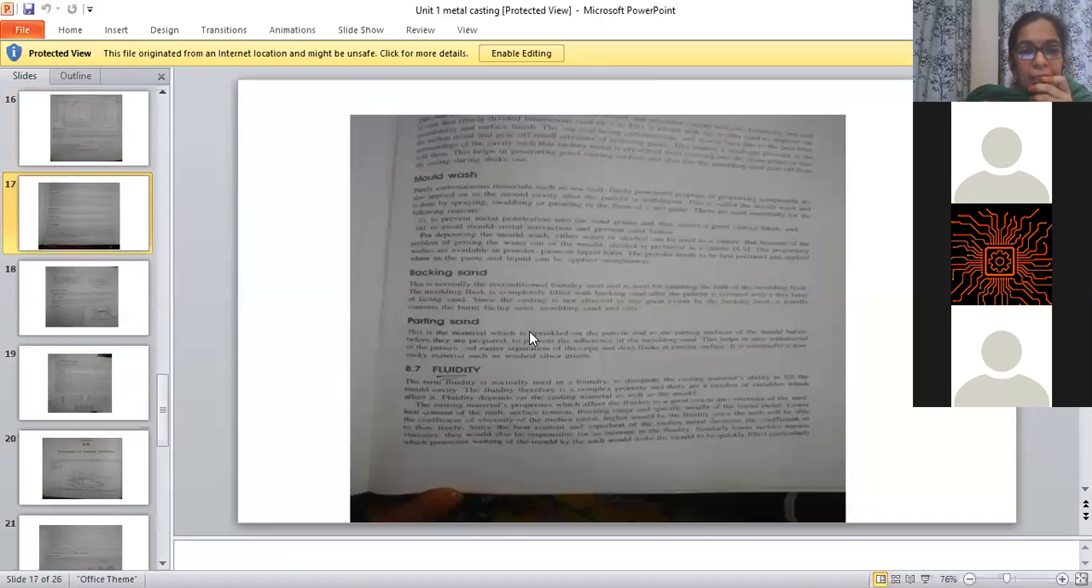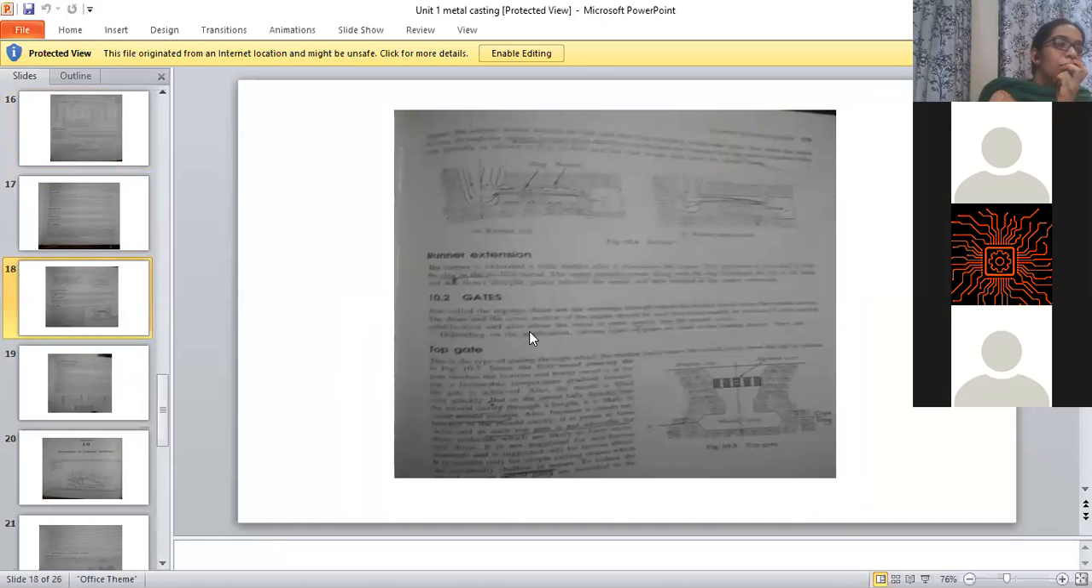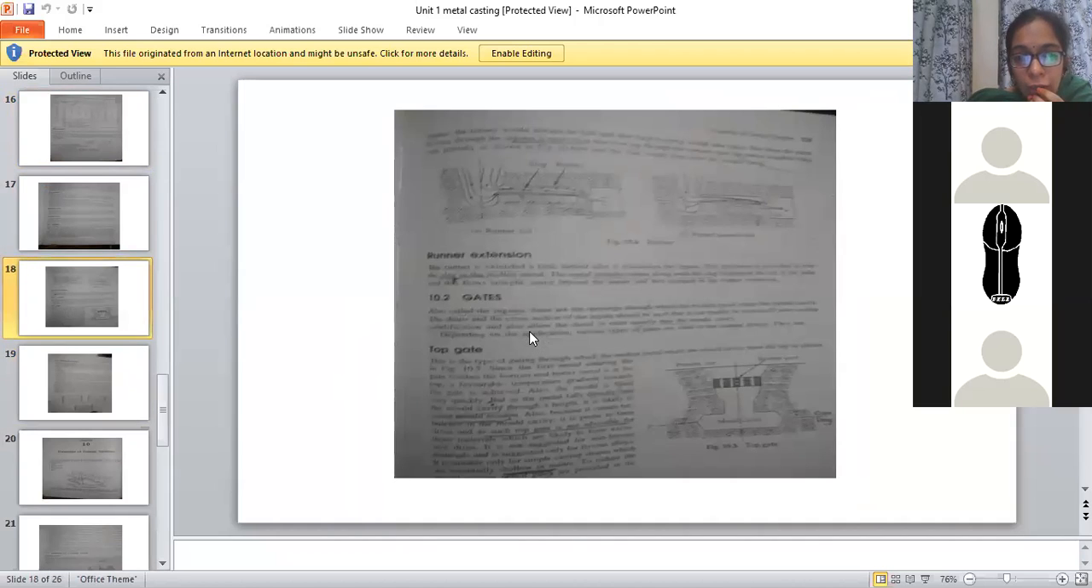Okay. The next slide is on types of gates. They will ask you to write the types of gates. There are different types of gates: top gate, bottom gate, step gate. It's not in the slide, so please remember it and make a note. This is the top gate. Bottom gate will be the gate to the drag. Here you can see the gate.